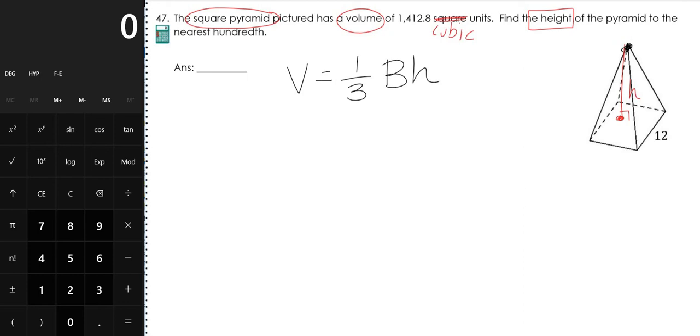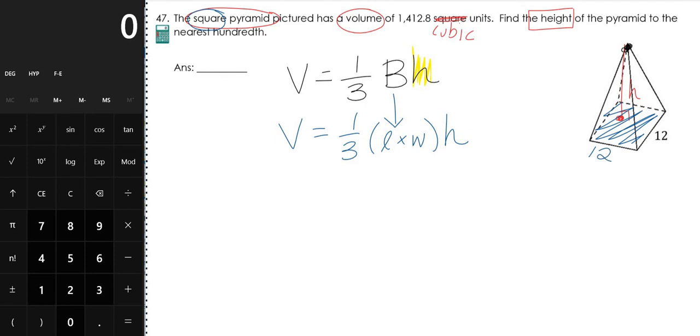Now, the height is definitely missing, so I can't plug anything in for this. However, I can start plugging things in other places. I can't forget that big B does not mean a number. It's hiding an area formula. It's hiding the area for your base shape. Since this is a square pyramid, our base is a square. So to find the area of this base, I'm going to be doing length times width. So I'm going to replace big B with length times width, and bring down the H. Length and width are going to be the same because it's a square.